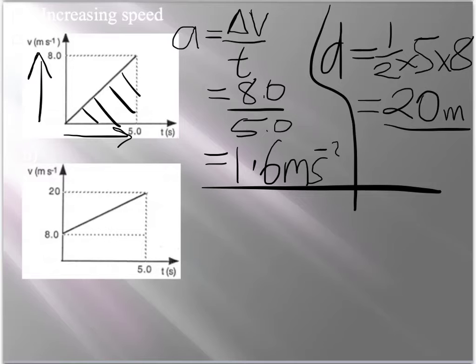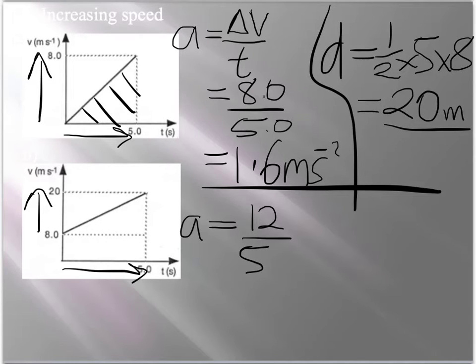So the next example, here's our rise from 8 to 20. So we are going to put 12 for our rise, and the run 5 seconds. So acceleration in this case is 12 divided by 5 gives us 2.4 meters per second squared.